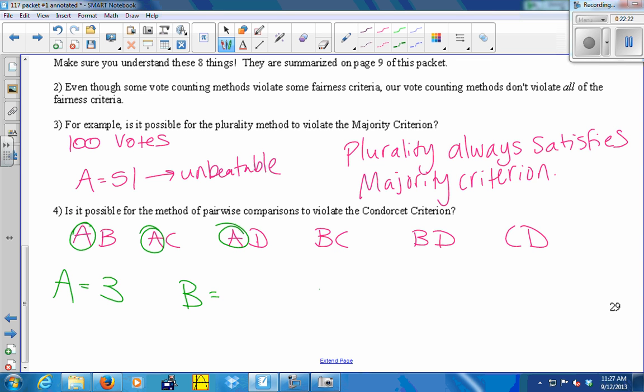if I count up B and C and D, what's the very most matchups that B could win? 2. What's the very most matchups that C could win? Well, assuming B won this one, yeah. But the most they could win is 2, because we don't really know who won that one. Same thing for D. The most they could win is 2, because they all lost to A. So nobody can beat A now, right? So at most 2 for anyone else.